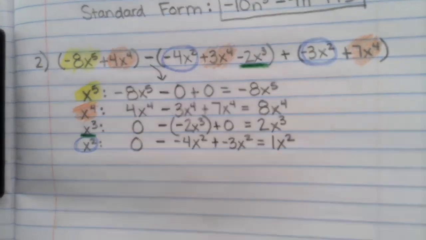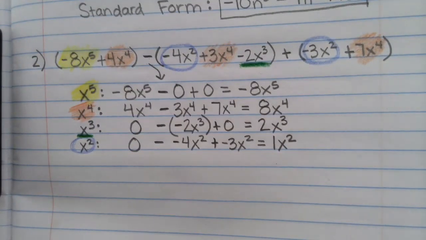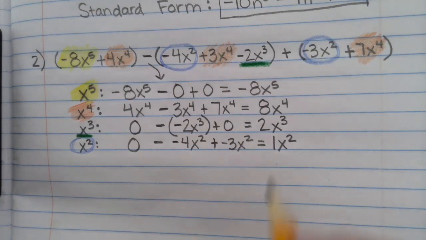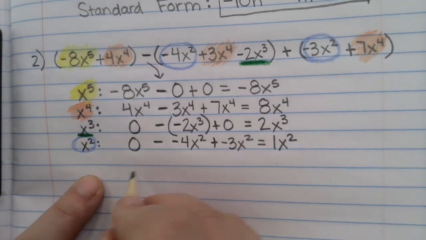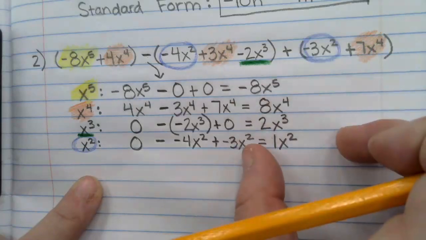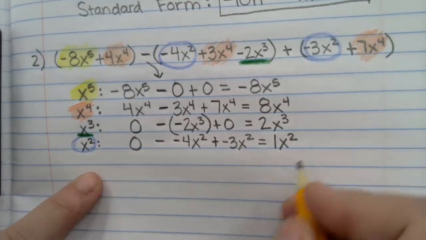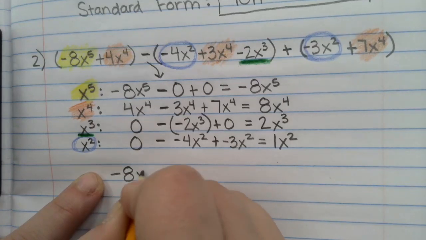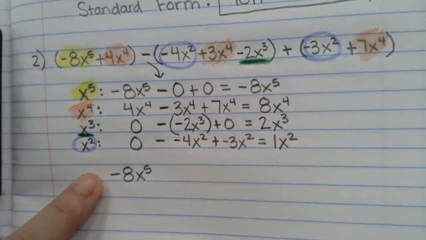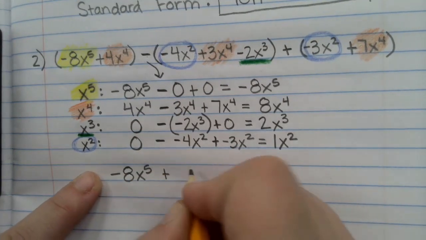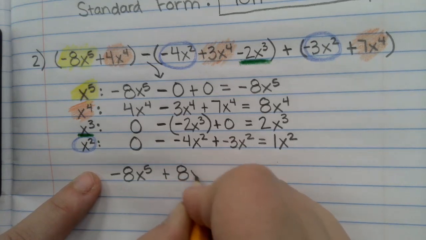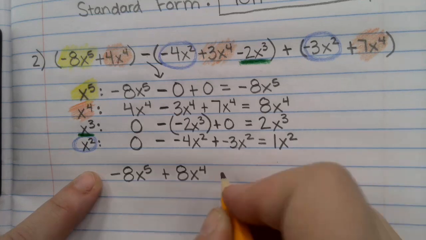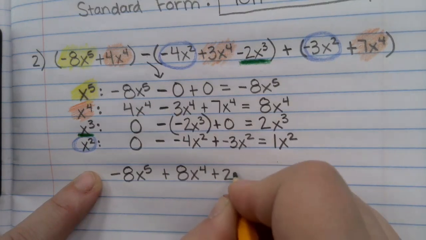All right, anything left over that we haven't done yet? Do we have any x's or constants? Nope. So we're ready for our answer. Again, standard form, we're just putting these in order. We did our work in order, so we can just write it in order. Negative 8x to the 5th power, plus, good, plus 2x to the 3rd power.